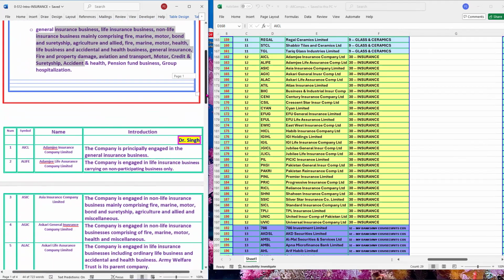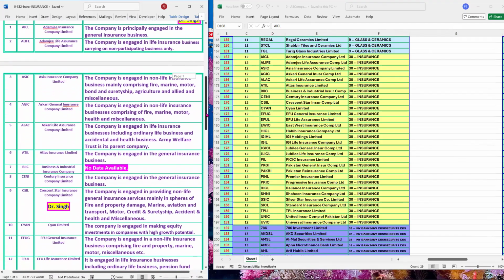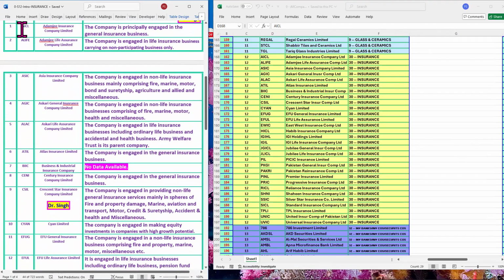But over here, an individual company like AICL is the name of the company, Adamjee Insurance Company. Like over here, it's Asia Insurance Company Limited. And here is the symbol for this, and this is what they do, and you should read that. And no data available simply means either this company does not exist or else they have changed their name. Chances are fairly high that it does not exist anymore.